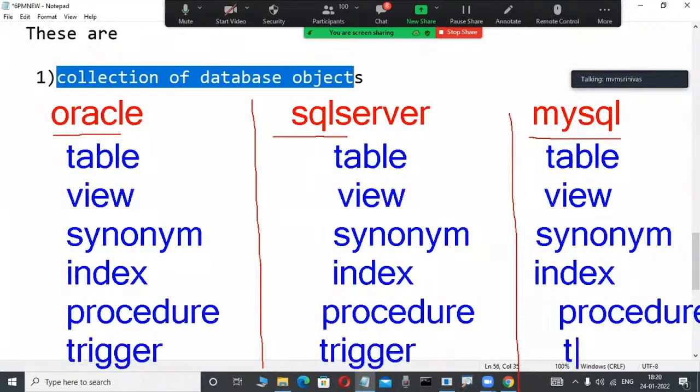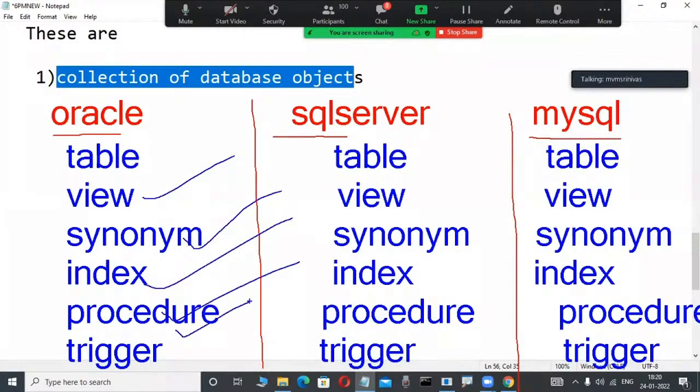That's why relational data model products contain three components. The first component is a collection of objects. Objects means your tables, views, procedures, functions, triggers, packages, so many things. But if you are a first-time newcomer, what is the purpose of view? What is the purpose of synonym, index, procedure, trigger? You just need an idea of where we are using these.